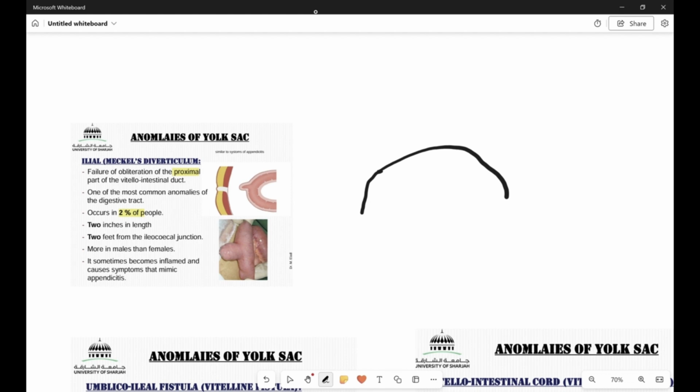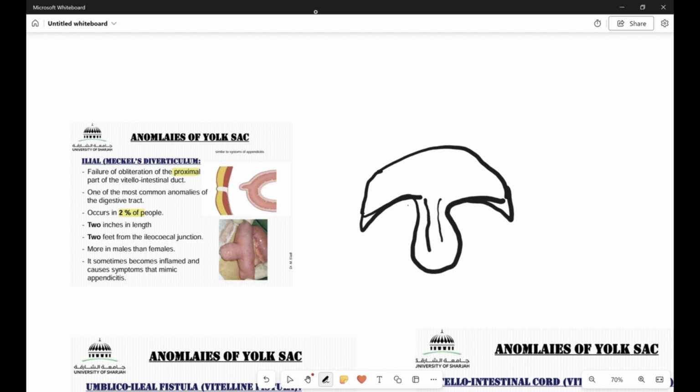It's probably not accurate at all, but this is, I guess, at some point, the folded embryo, and this is where the vitello-intestinal duct happens to be. So this is the vitello-intestinal duct. This is where the anomalies of the yolk sac that we are studying occur. So, we have 5 kinds.